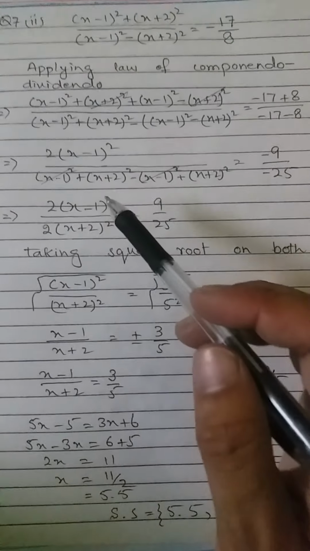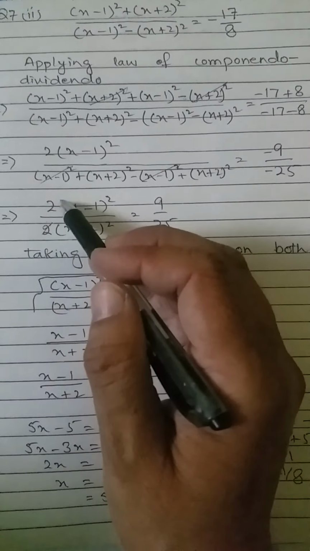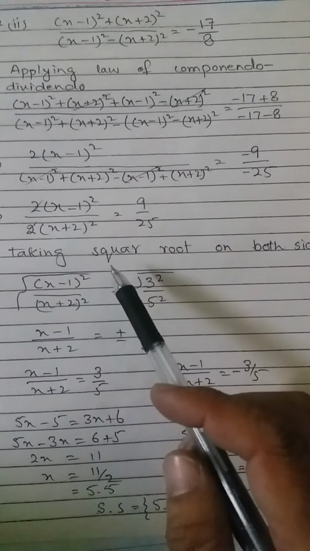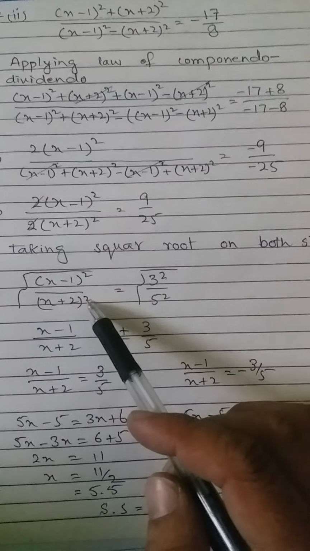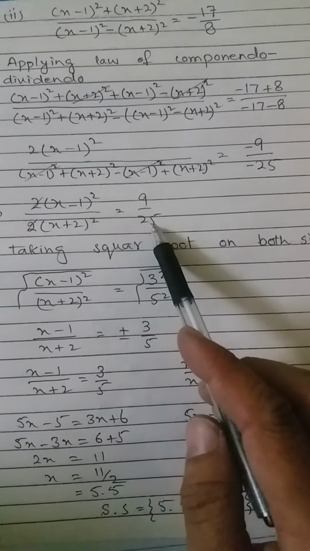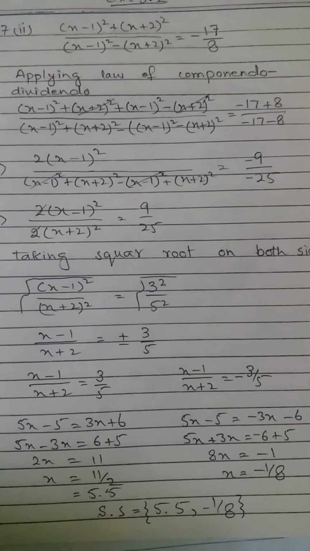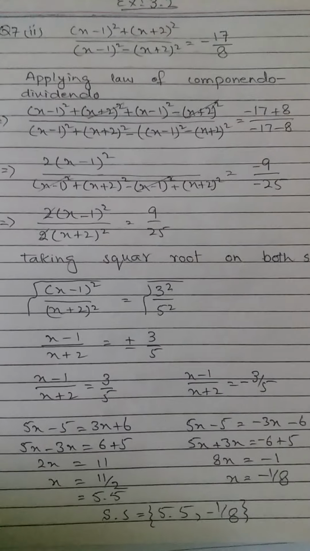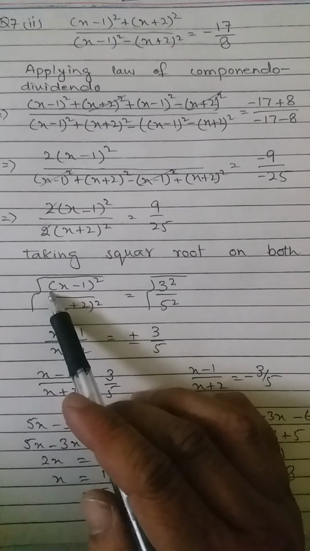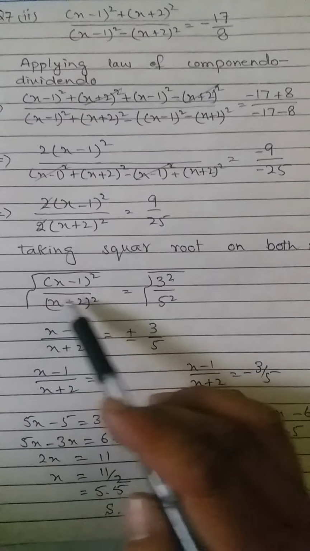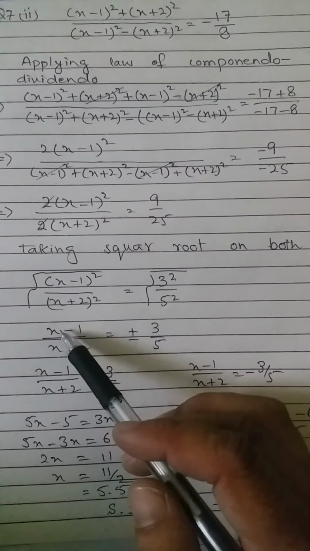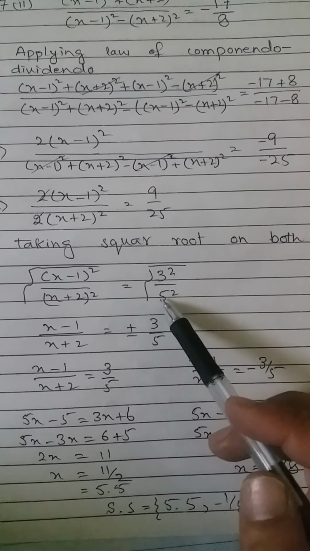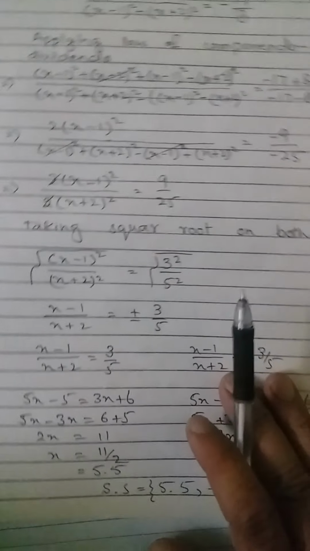Again here we have square values, and these two also cancel with each other. We take the square root on both sides, so we get the square root of x minus 1 whole square over x plus 2 whole square is equal to, this is the square of 3 and this is the square of 5, so 3 square divided by 5 square. Now in this case the square root is with this and this, we can write it separately, so both squares cancel with the square root, and x minus 1 divided by x plus 2 will remain. Here the square root cancels both of 3 and 5, and plus minus will be put.